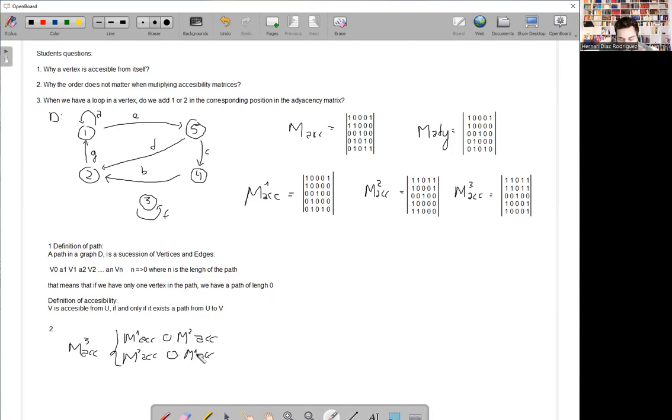But when we multiply these matrices, we are, let's say, concatenating these paths, right? So to calculate the accessibility matrix of order 3, we are concatenating the paths of length 1 with the paths of length 2. In this case, it doesn't matter the order, because we can concatenate all the paths of length 1 with all the paths of length 2, or all the paths of length 2 with all the paths of length 1, and we will always arrive to the paths of length 3.